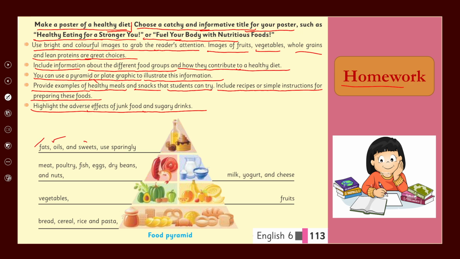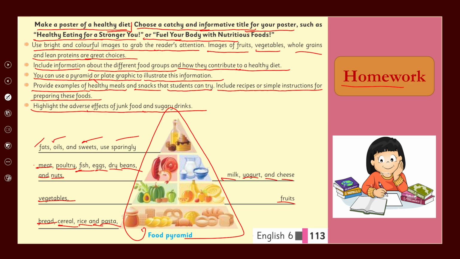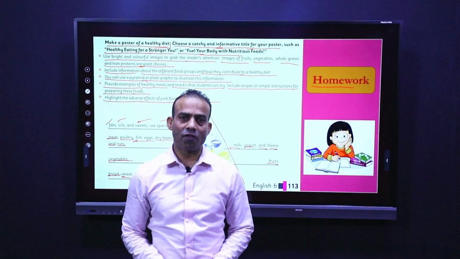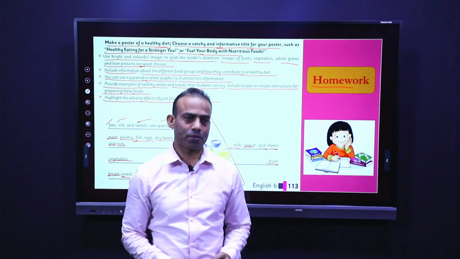Fats, oils, and sweets, use sparingly. Meat, poultry, fish, eggs, dry beans, and nuts. Vegetables, bread, cereal, rice, and pasta. Milk, yogurt, and cheese. Fruits. This is the food pyramid. So dear learners, this is your homework and also sample.